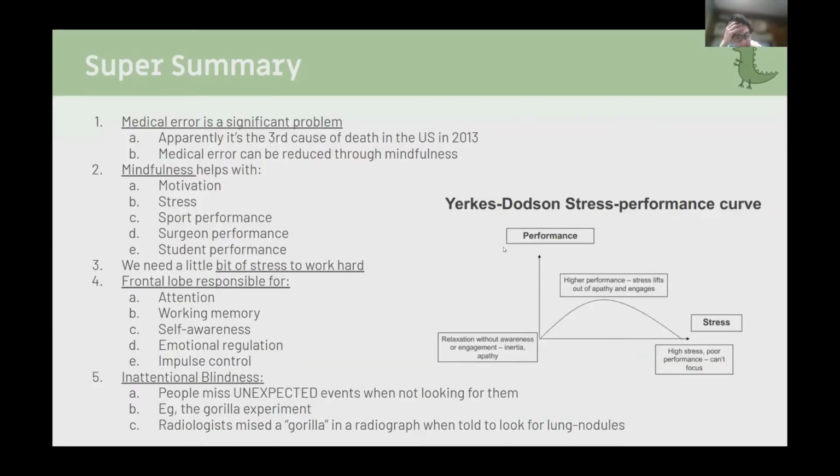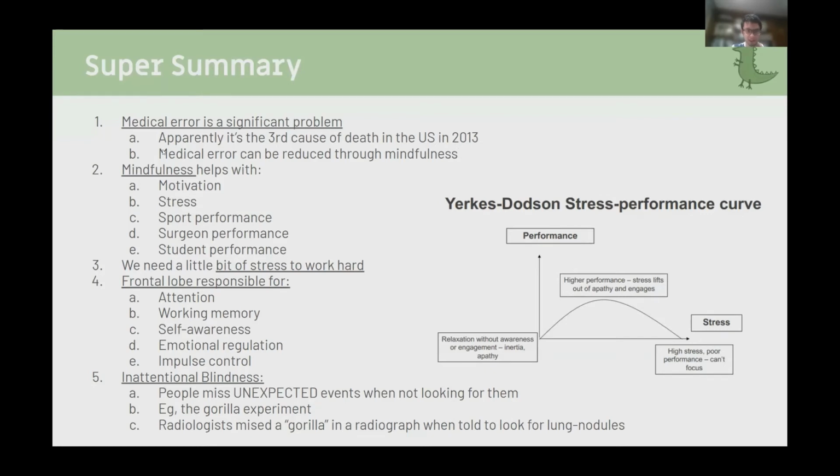So medical error is a significant problem. Apparently it's the third cause of death in the US in 2013. There's also the greatest chance of blood transfusion failure. So if you give someone the wrong blood and they have a hemolytic event, it is most commonly because they get the names mixed up, some clerical error like that.